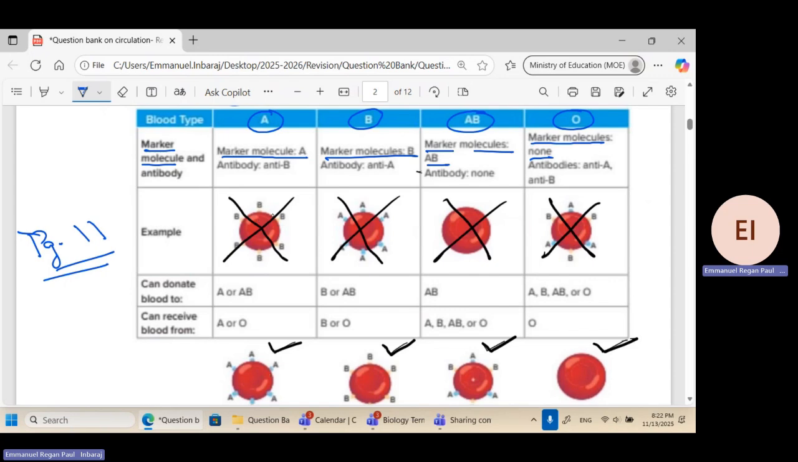See, what does it say? Marker molecule A. So here are the marker molecules. See, this is RBC, and around the RBCs, you can find the marker molecule. If this is given as A, that means this is blood type A. If these marker molecules are B, then your blood type is B. If this is AB, you can see A and B, then the blood type is AB. And if there is no marker molecule, then the blood type will be O.